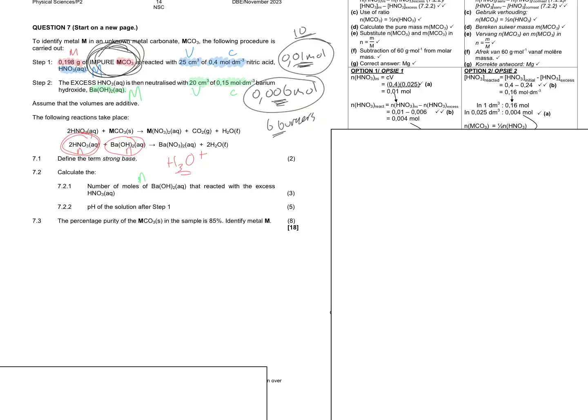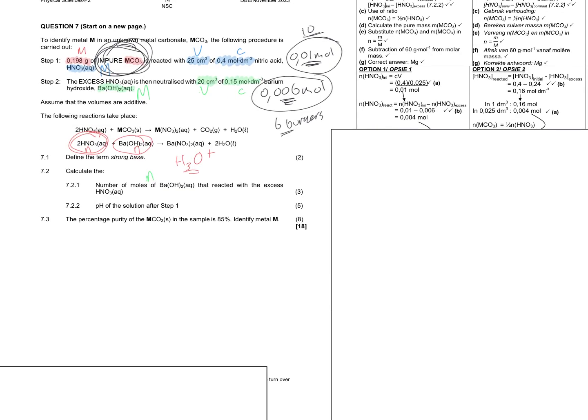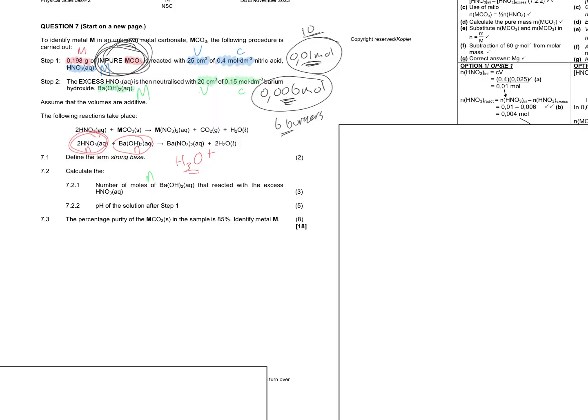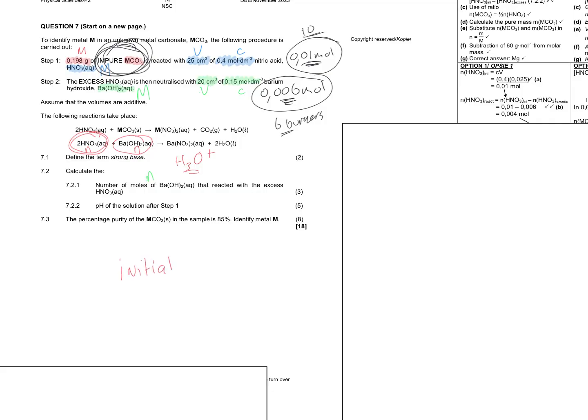So now we already have 3 out of 8. We have almost 50% for the question, which is great because 50% is almost passing twice. That is a bit confusing, but there is a concept where the initial amount that you have is equal to the amount that reacted plus the amount that is left over.